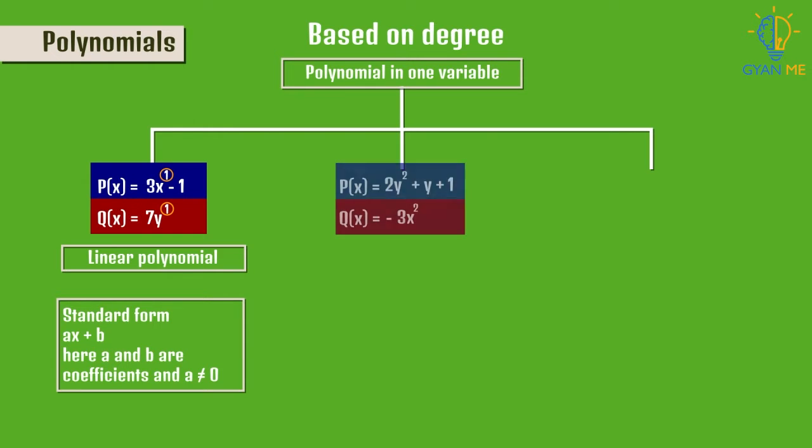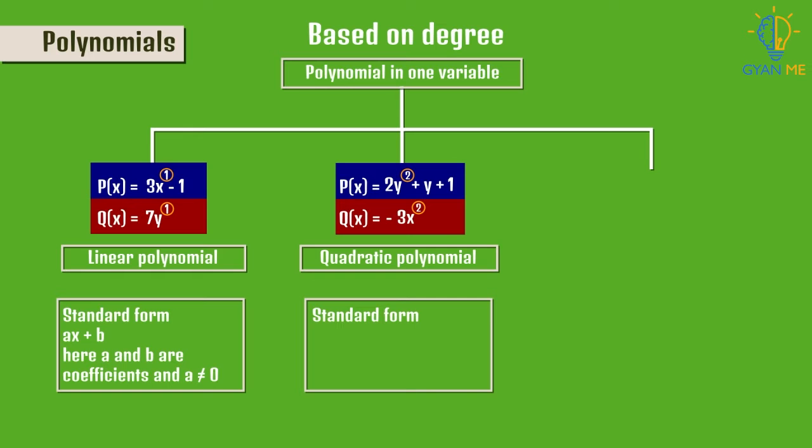Let's take a few more polynomials. Say 2y square plus y plus 1 and minus 3x square. You can see both polynomials have highest degree 2. A polynomial with highest degree of variable as 2 is called a quadratic polynomial. The standard form of a quadratic polynomial is ax square plus bx plus c.